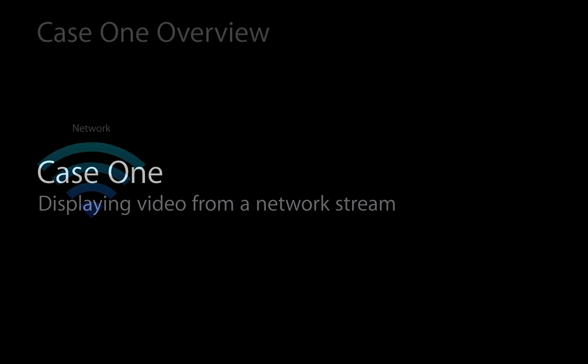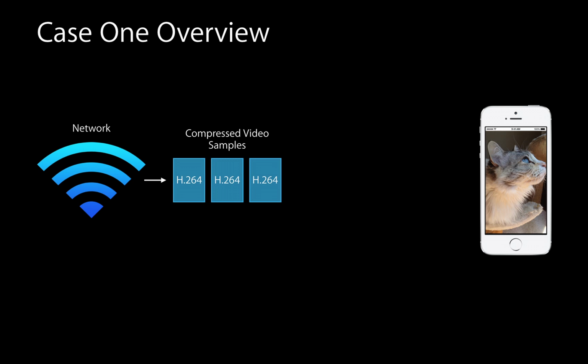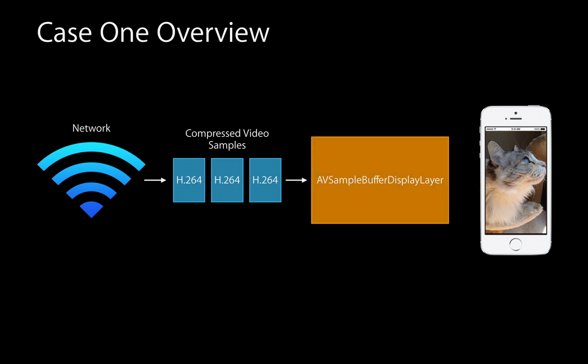All right, let's hop into our first use case. This is the case where you have a stream of data coming in over the network. And since it's video data coming over the network, we can safely assume it's a cat video. And so we've got AV sample buffer display layer, which can take a sequence of compressed frames and display it in a layer inside of your application. AV sample buffer display layer shipped in Mavericks, and it's new in iOS 8.